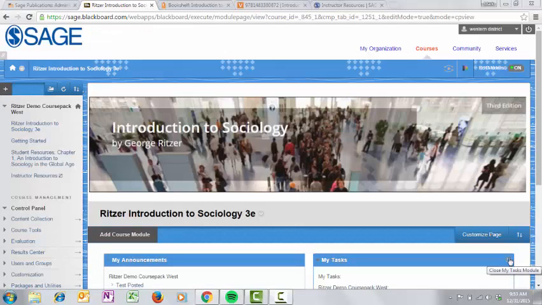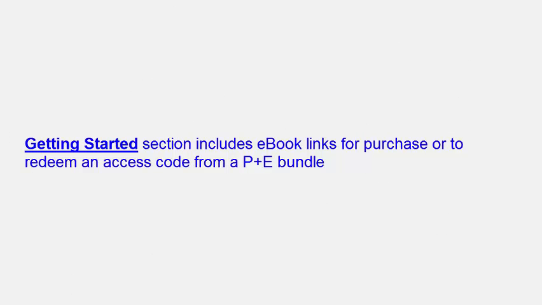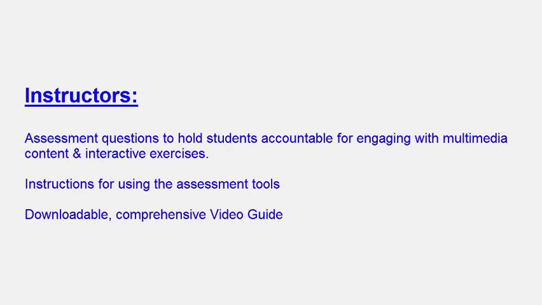This concludes the content section of the walkthrough. Here is a reminder of the key takeaways. The Getting Started section includes ebook links for purchase or to redeem an access code from a P+E bundle. For instructors, we now have assessment questions to hold students accountable for engaging with multimedia content and interactive exercises. There are also instructions for how to use these assessment tools. And finally, a downloadable, comprehensive video guide for every chapter.